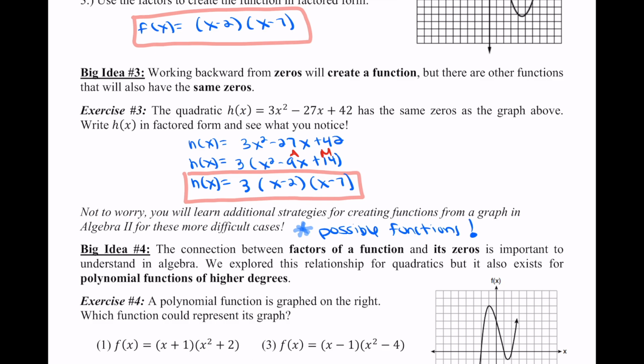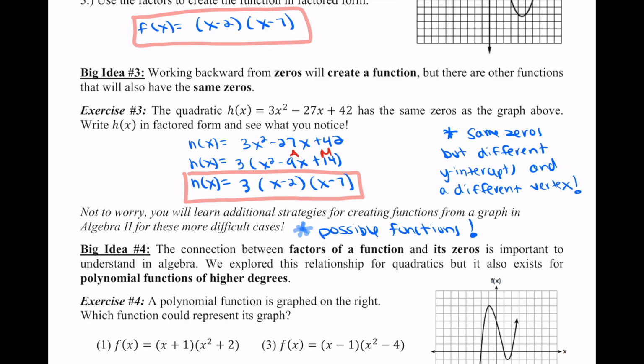You'll learn additional strategies for creating functions from a graph in Algebra 2 for the more difficult cases when there would be a GCF as well. So you might also be wondering then what effect that GCF has. If you were to plug both f of x and h of x in the calculator, you'll notice they share the same zeros, but some of their other key features are different. You will see they have different y-intercepts and a different vertex. Again, the emphasis in Algebra 1 is to create possible functions that match the zeros.